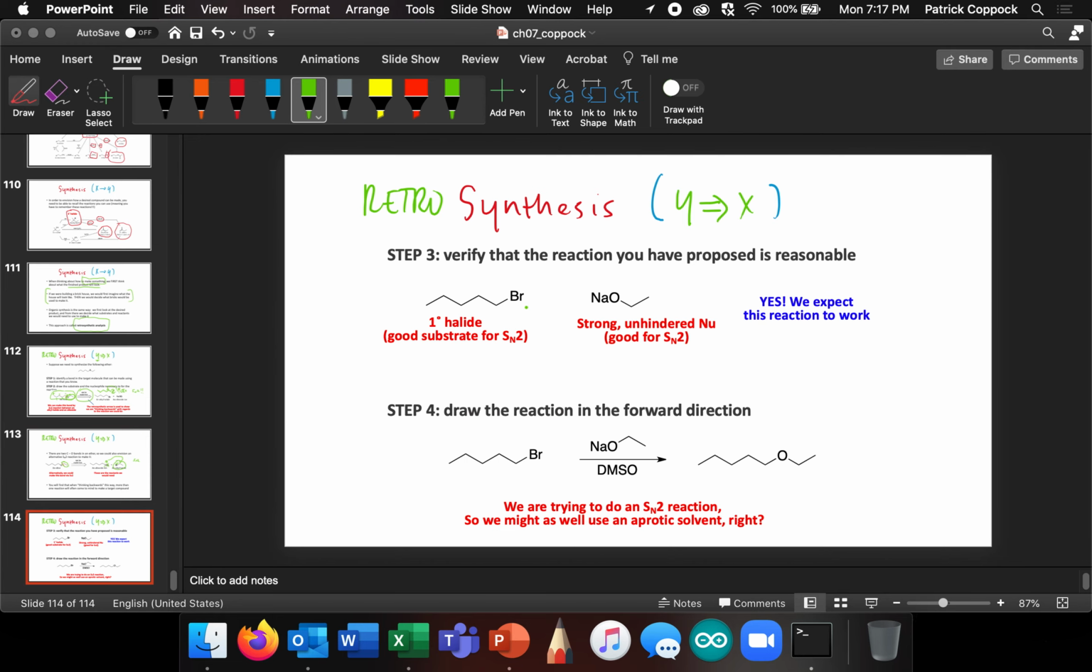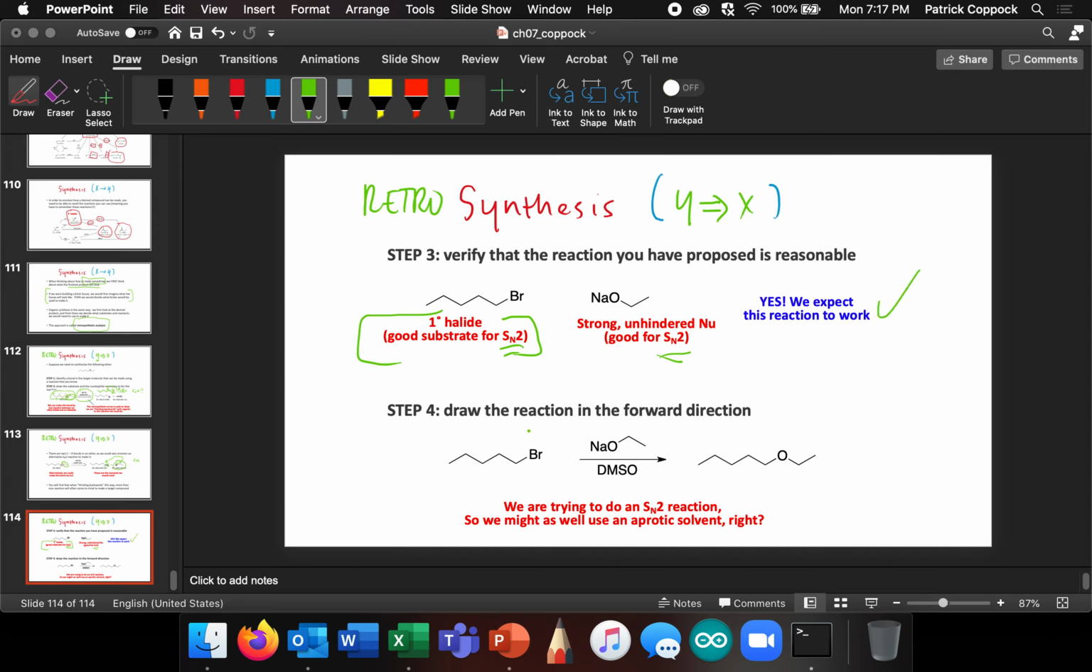Now, step 3, after you've done step 1 and 2, identifying a bond that can be made and identifying the reagent, is you verify that the reaction is reasonable. So we come back here and say, all right, I've got a primary halide. That's a good substrate for SN2. I've got a strong, unhindered nucleophile. It's not bulky. That's also good for SN2. Yes, this is going to work.